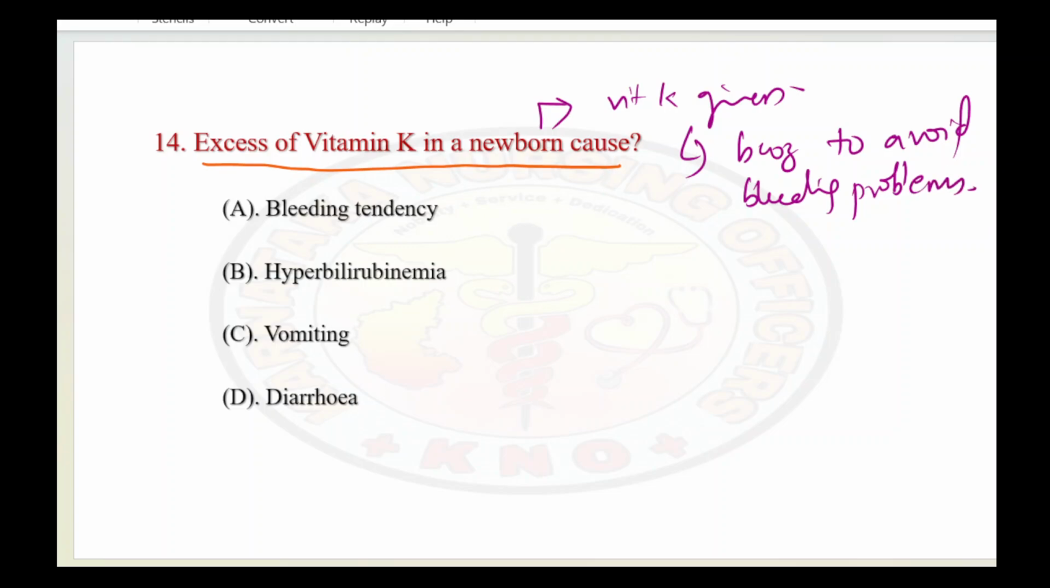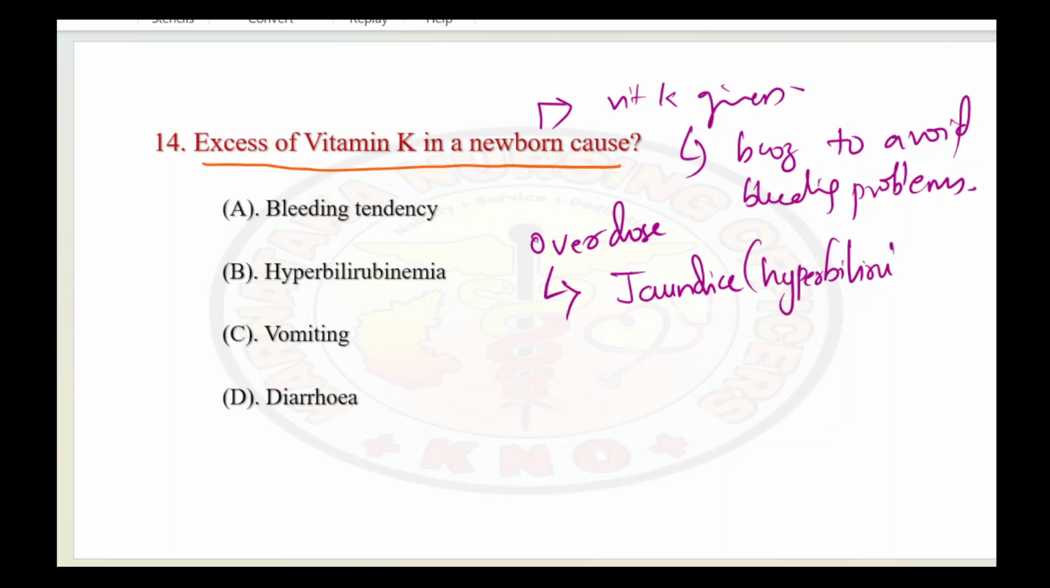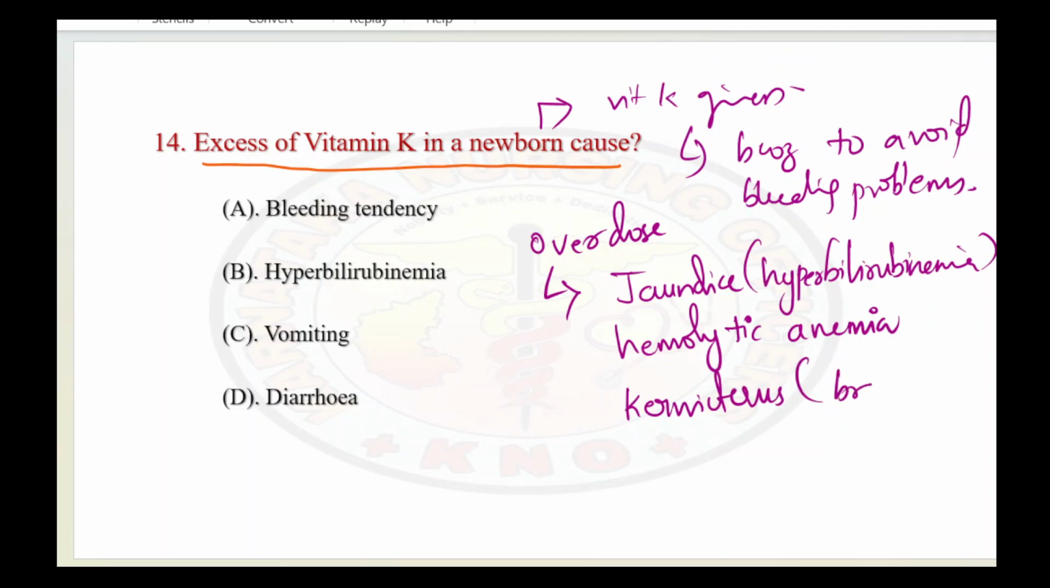Okay, but if you are overdosing it, again it is an issue. Overdose causes jaundice, which is the other name for hyperbilirubinemia. Sometimes it is causing hemolytic anemia. And last option is kernicterus. Okay, brain damage.